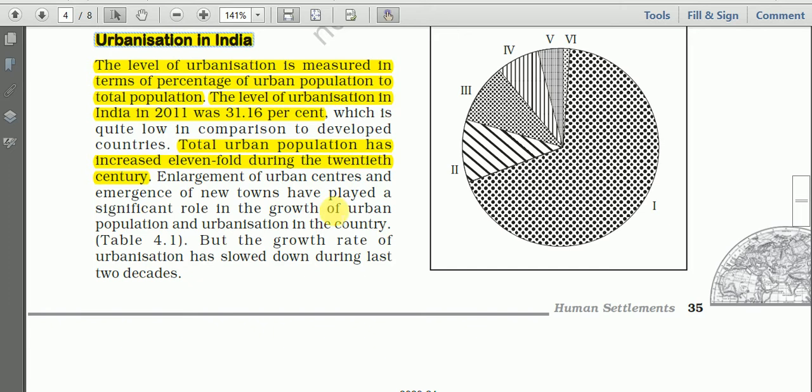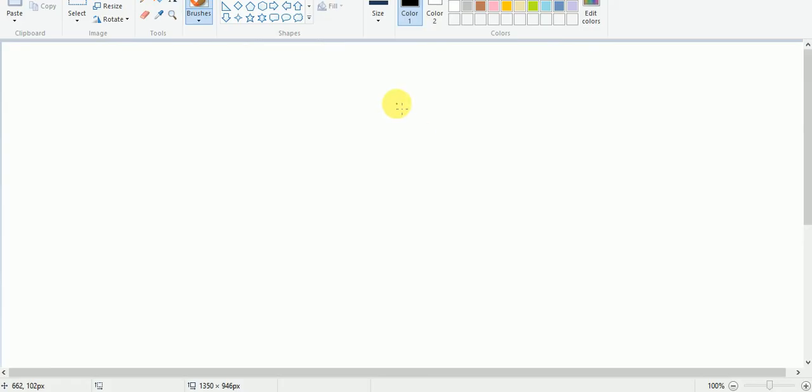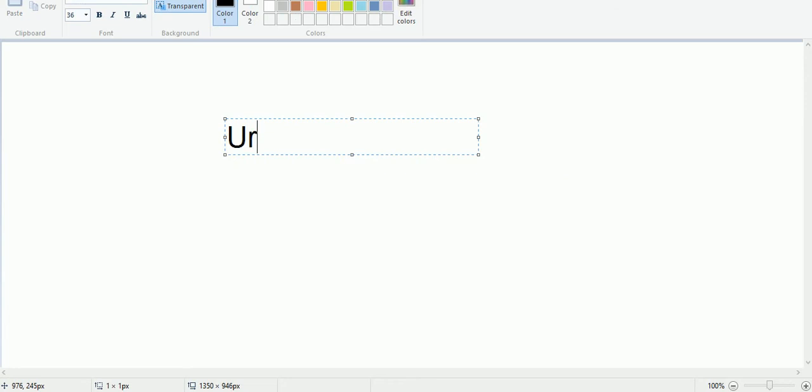See here, the level of urbanization is measured in terms of percentage of urban population to total population. How is the level of urbanization calculated? It is measured in terms of percentage of urban population to the total population. So the formula, we may write like this: urbanization.